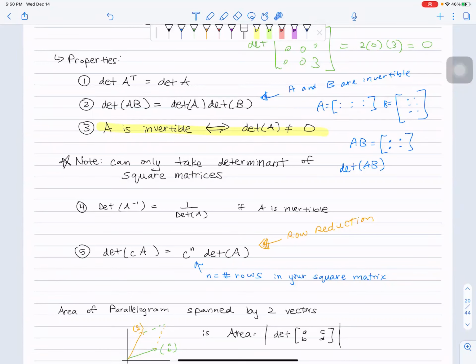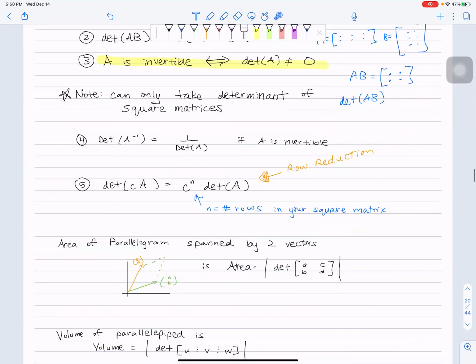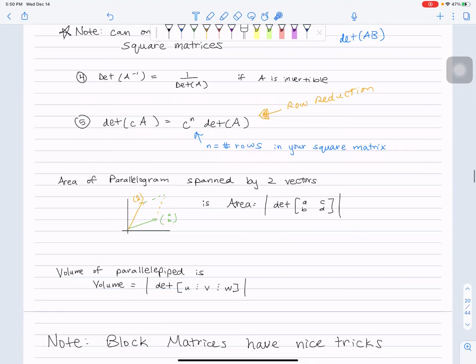Okay. Determinants also have other uses, which is that we can find the area of a parallelogram if we take the determinant of the 2 vectors that the parallelogram is spanned by. And we saw before that the volume of a parallelepiped is the determinant of the 3 vectors written in columns.